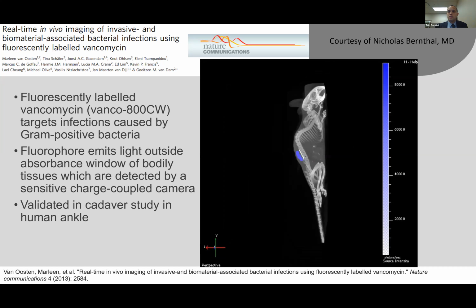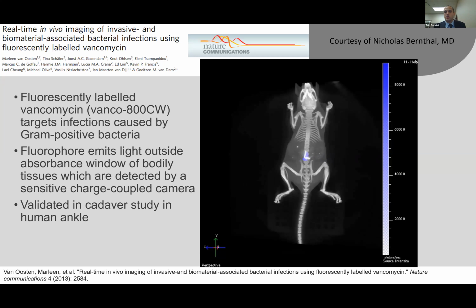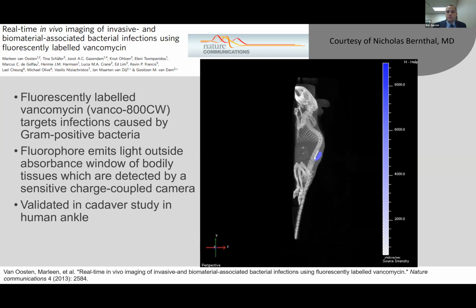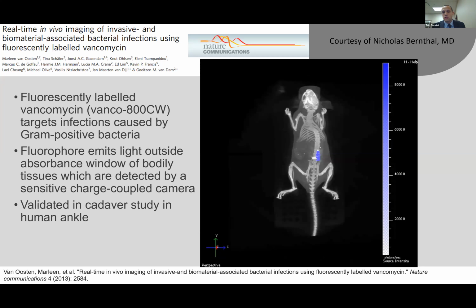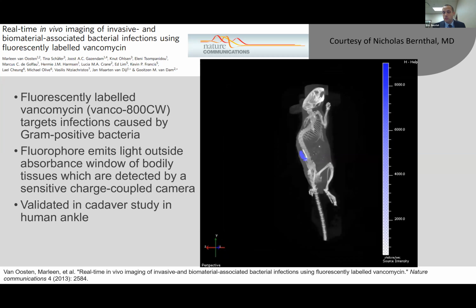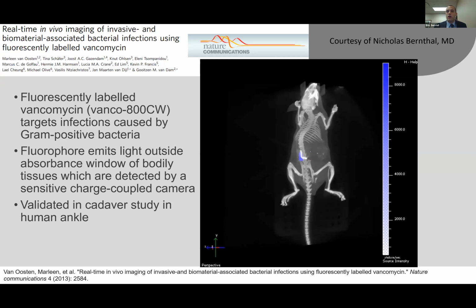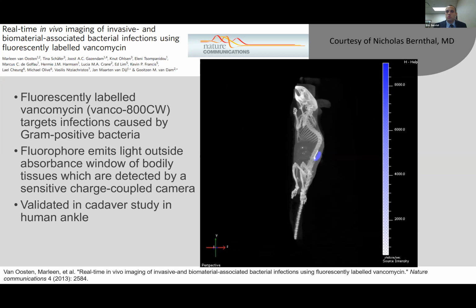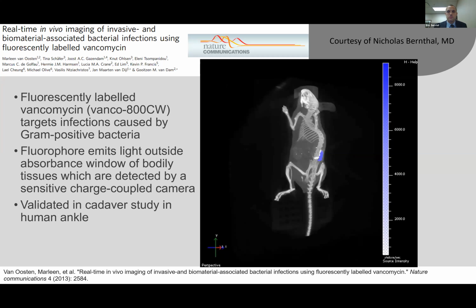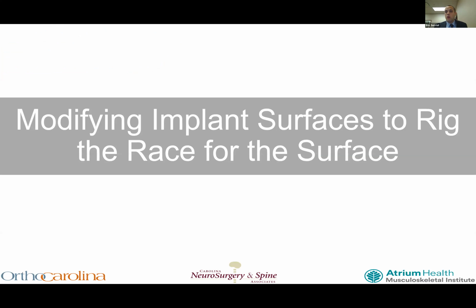And this has later been validated in a cadaver study in a human ankle, where they put an ankle plate in with biofilm attached to it, and were able to detect it with this fluorescent camera. Another option would be to modify implant surfaces to rig the race for the surface towards host integration with host immune cells and set us up for success in that arena.